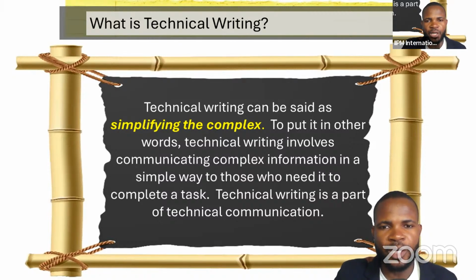as simple as possible so that the readers, the users, can understand what they're all about so that they can use them in the most intended way. To put it in other words, technical writing involves communicating complex information in a simple way to those who need it to complete tasks. Technical writing is a part of technical communication. All right, so I've established that in the beginning.